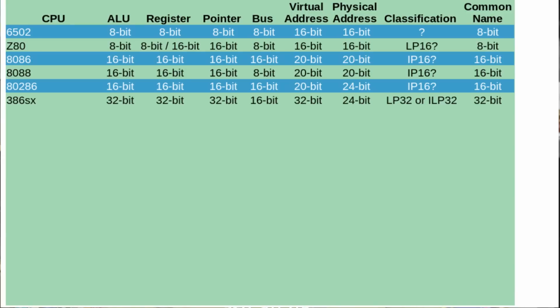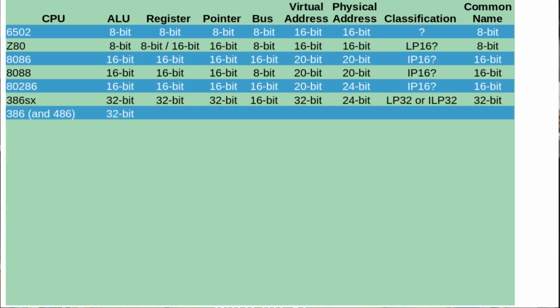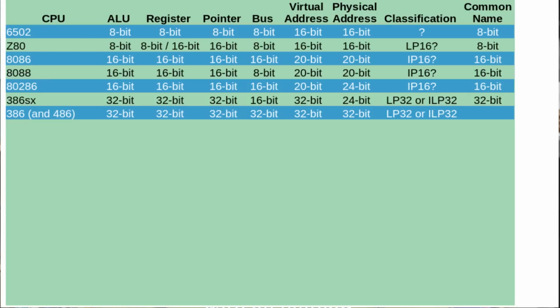It's a 32-bit platform. Now the 386, Intel's first true 32-bit platform: 32-bit ALU, 32-bit registers, 32-bit pointers, 32-bit bus, 32-bit virtual address space, 32-bit physical address space, and as we previously discussed, LP32 or ILP32, depending on the operating system that you're on.